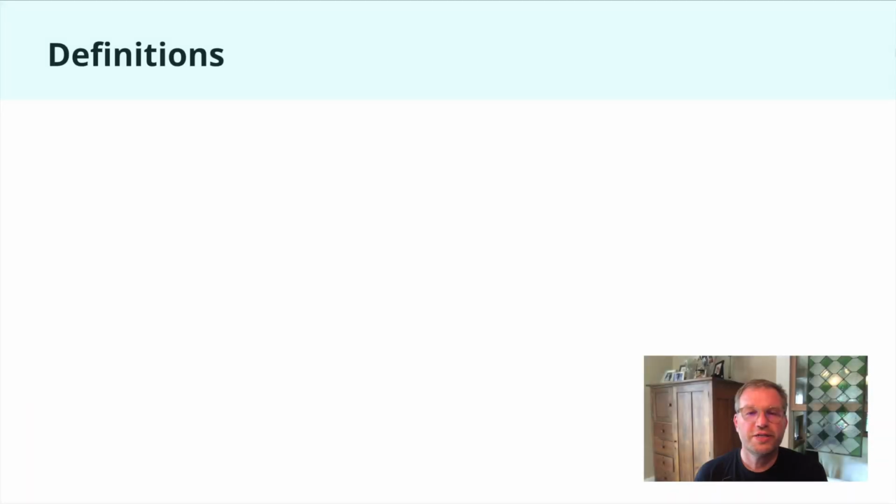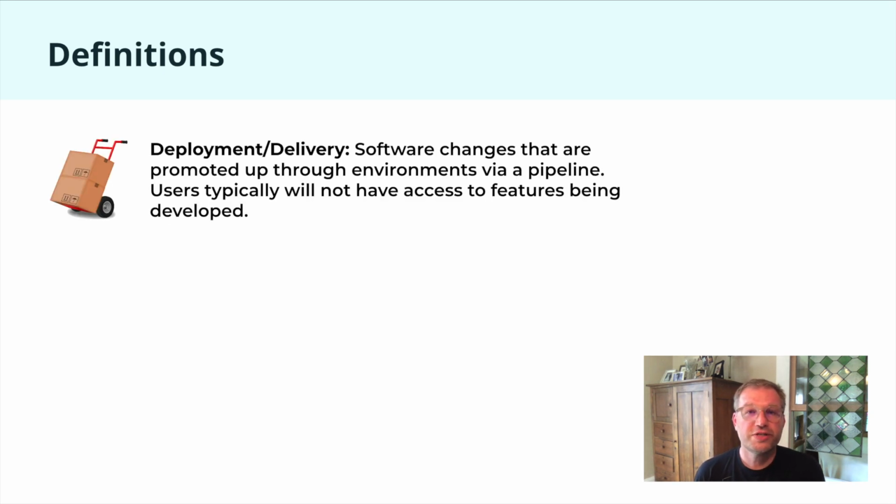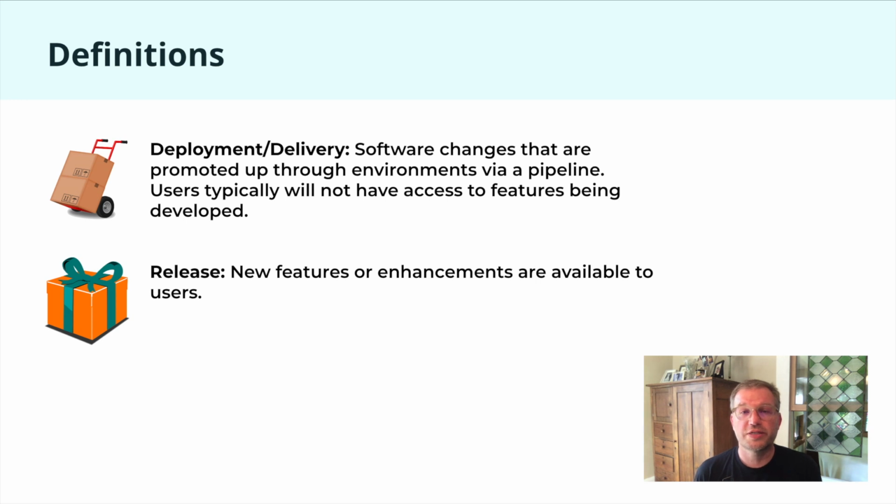Let's look at the definitions for delivery and for release and see how they differ so that we can compare or contrast the two. Deployment or delivery refers to software changes that are promoted up through the environments via the pipeline, through dev, staging, production, but the features aren't necessarily available yet to the users. They are mostly supporting an upcoming feature, most likely. And that brings us to the release. The release is when the new feature itself is actually available to the user.